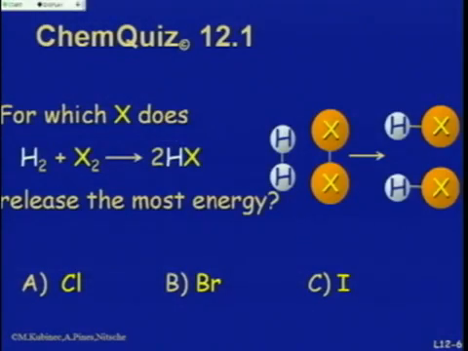We have X. X can be chlorine, bromine, or iodine. Chlorine, bromine, or iodine. And we want to bind this with hydrogen. This is hydrogen, H2, and this is H here. So which bond or which compound that combines with hydrogen of the three, chlorine, bromine, and iodine, would release the most energy? Why don't you think about this and give me an answer?